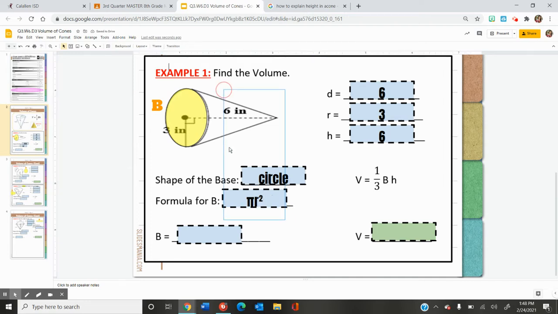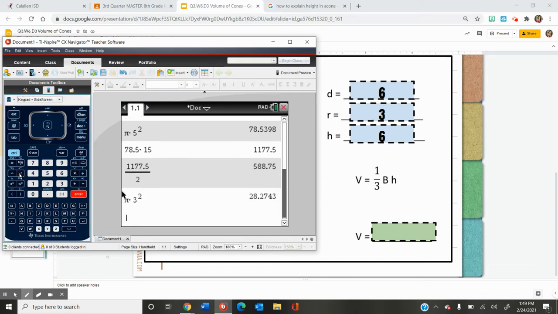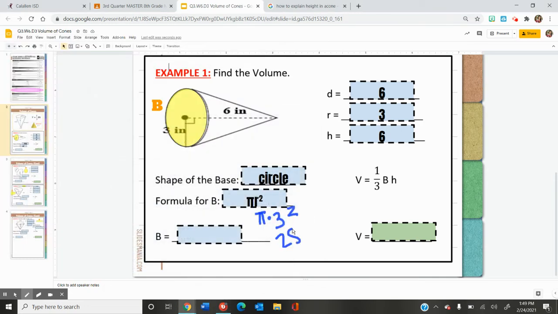So now, before we can find the volume, we're going to find the area of my base shape. I have pi times r, which is 3, squared. So in my calculator, I'm going to put pi times 3 squared, and here I get 28.2743. Now remember, we're going to round this to the tenths place, so this is going to become 28.3. So I'm going to put that here.